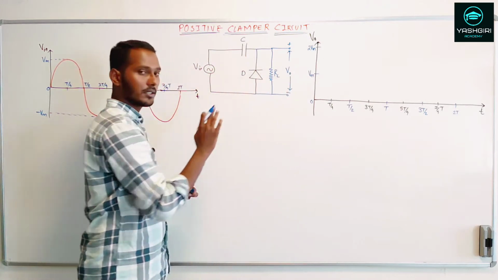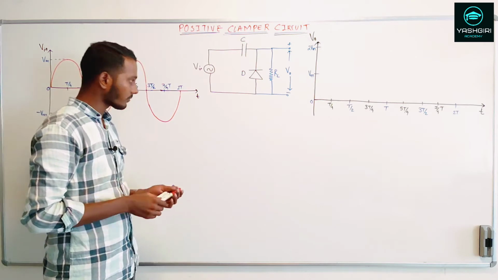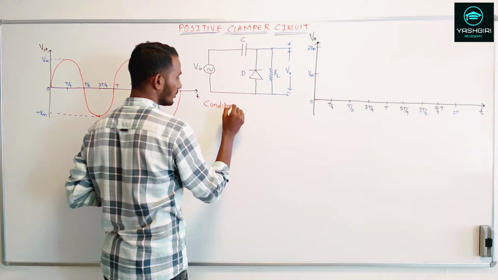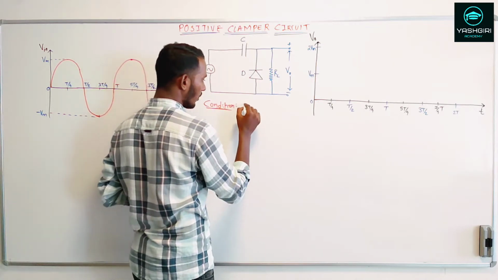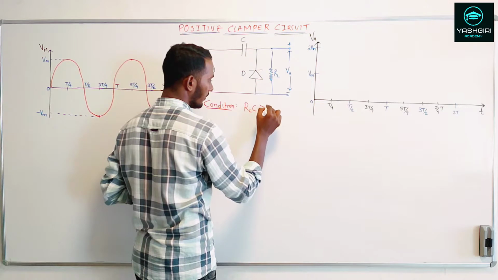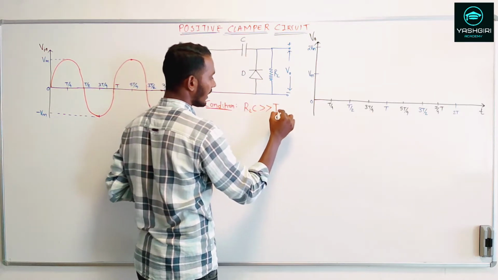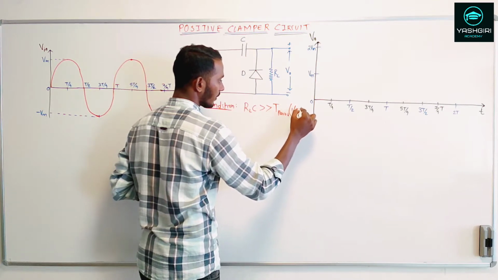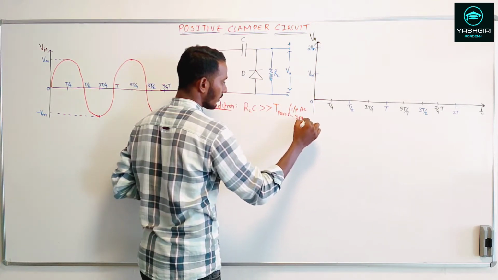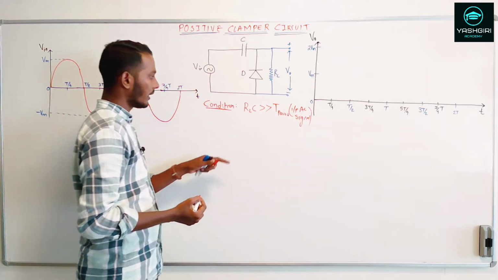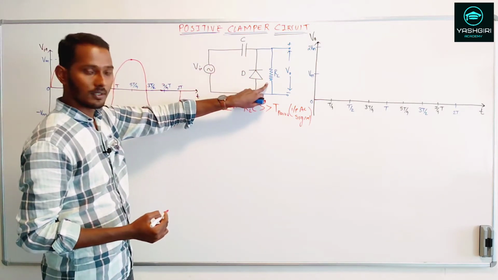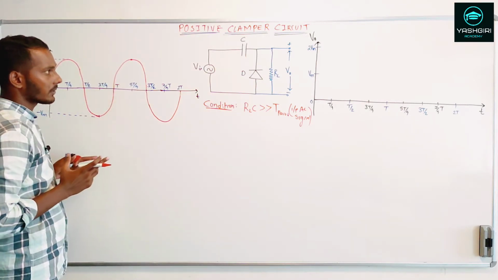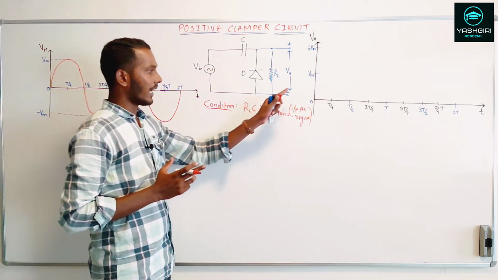While constructing this circuit, the important condition is the RLC time constant. The condition is that the RLC time constant should be made very, very large compared to the time period of the input AC signal. You see that the RLC time constant is very large compared with the time period of the input signal. Now let's try to trace the output waveform.